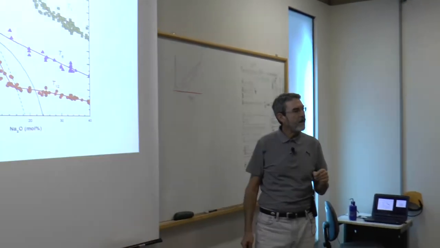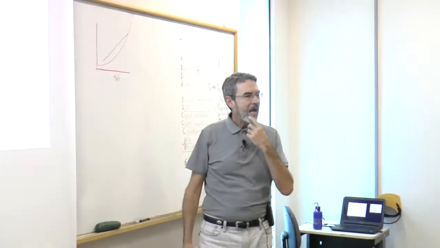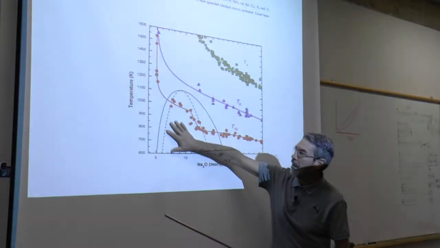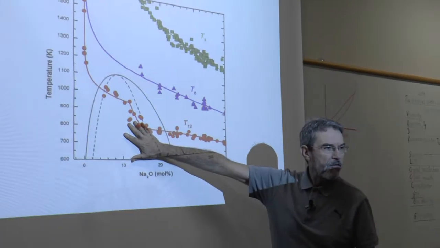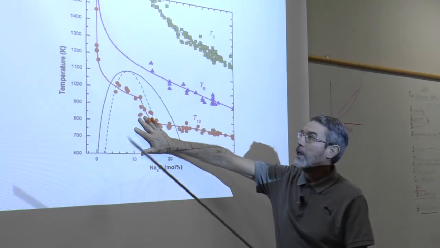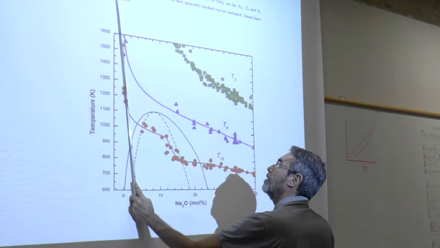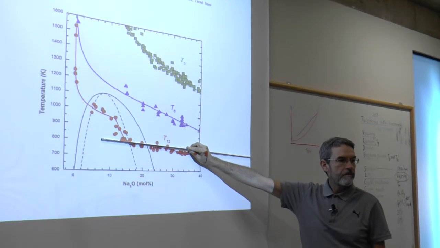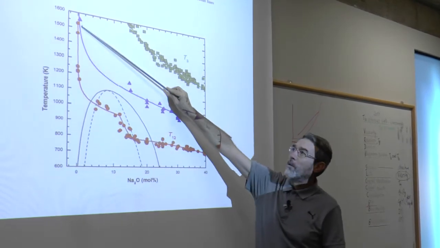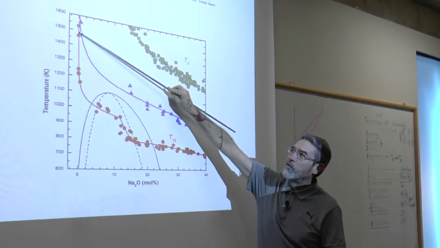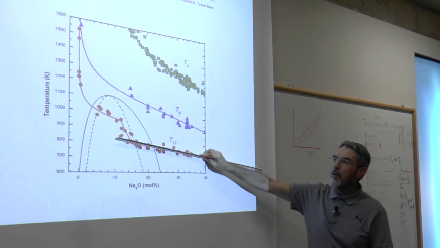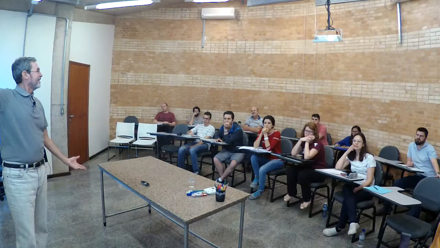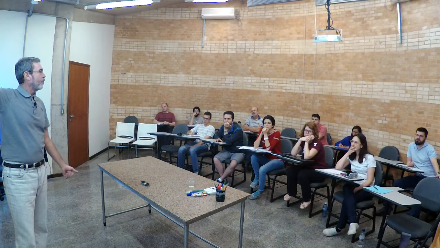But the key feature here is, let's forget the complications about liquid phase separation for the time being, but look at how much it changes here and how much it changes here. Why is that? Why does the viscosity change dramatically here and very monotonically, in a very boring way, here? Why?